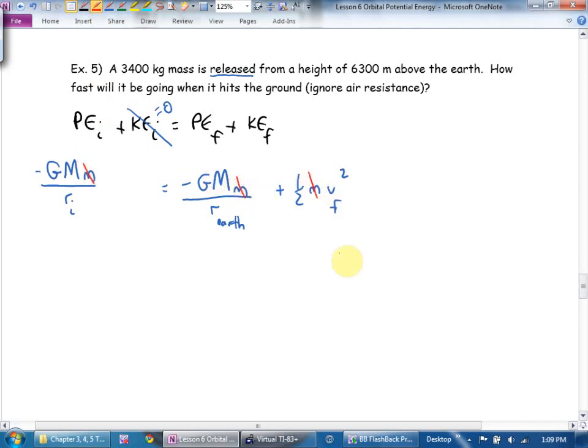And I think I would do this. First of all, I'll move this over by plussing it. And I don't like this 1/2. How can I get rid of this 1/2? Okay, I'm going to go times by 2, times by 2, times by 2. They'll cancel right there. But that gives me a nicer expression. In fact, I think I get this. V final squared is equal to negative 2 big G, big M, all over R initial, plus 2 big G, big M, all over R final, which is our Earth.